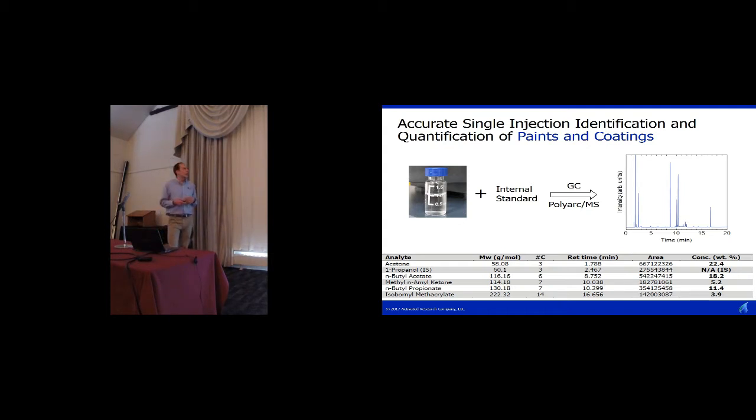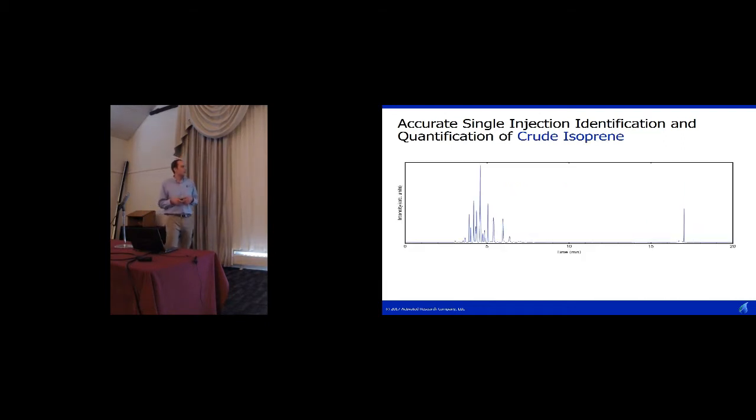So this is a paint sample with a number of solvents in it, and in fact this is just a fraction of the components. This is just 5 of the components. But for samples that have a lot of components, where it's time consuming to go through and calibrate each component, I think that's where this is most useful. Another example shown here is crude isoprene. This is a C5 fraction that comes from a catalytic cracker, where you have 10 to 20 components, and it's a very similar approach.